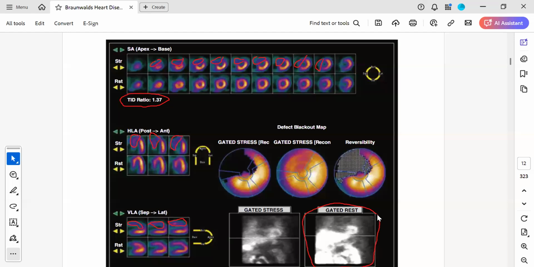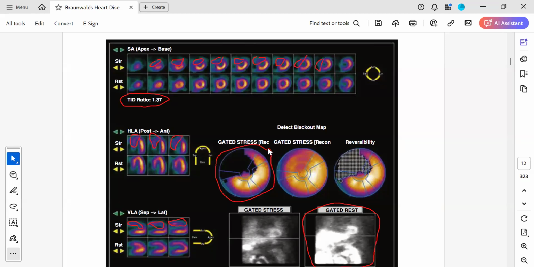Another way you can know the severity is if there's involvement of the right ventricle. So if you look at this other image, which is the polar image, the blackout map. If you look at the first image to your left, which is what was recorded, this gated stress recorded, that's the perfusion for this patient that was recorded.